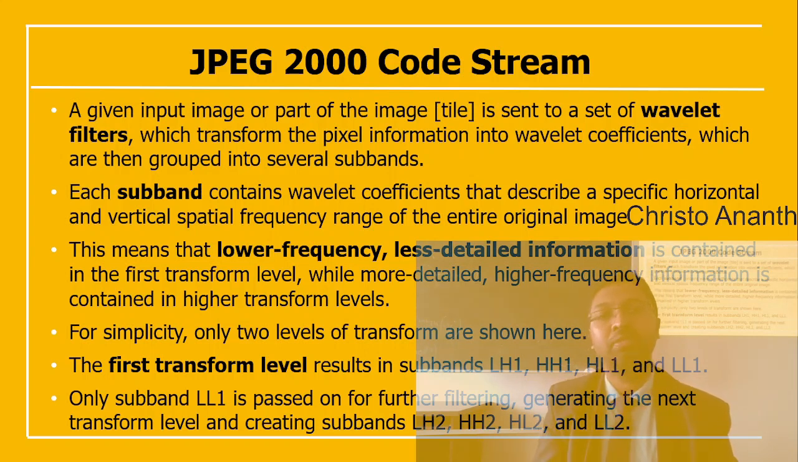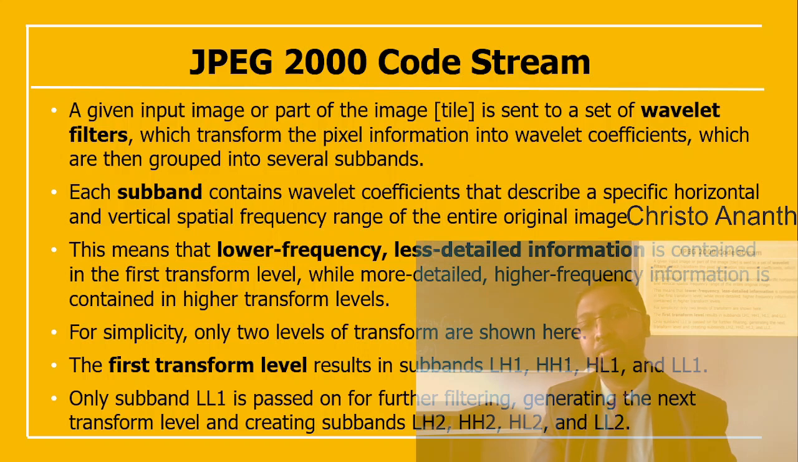Every subband will contain the wavelet coefficients that describe a specific horizontal as well as vertical spatial frequency range of the entire original image. Which means that the lower frequency, lesser detailed information is contained in the first transform level, while more detailed, higher frequency information is contained in the higher transform levels. For simplicity, we will have two levels of transform.